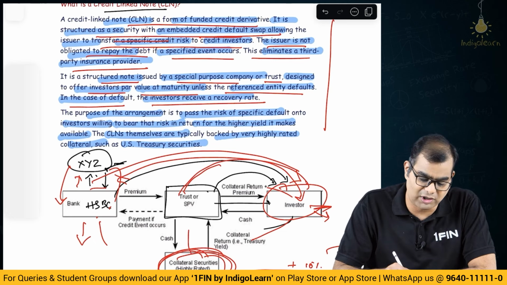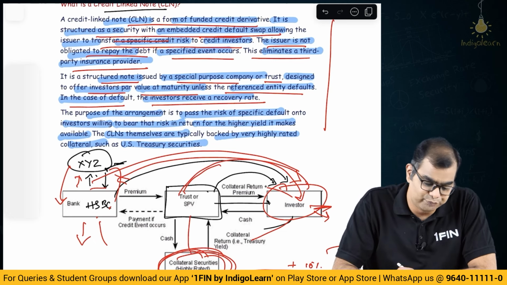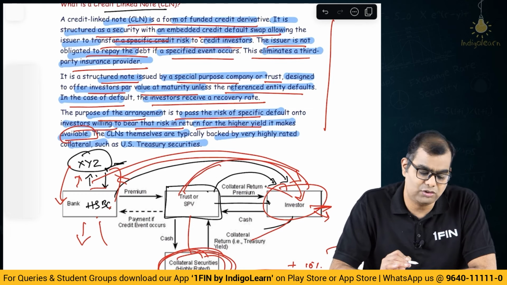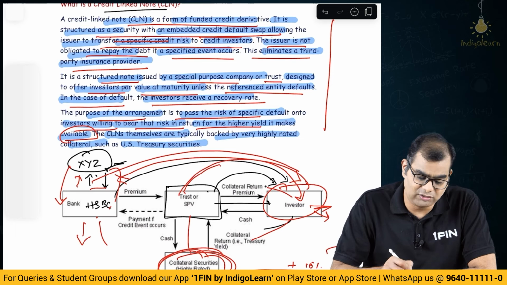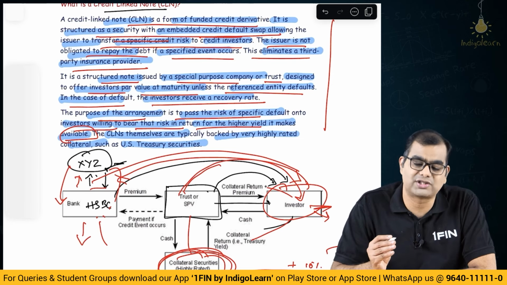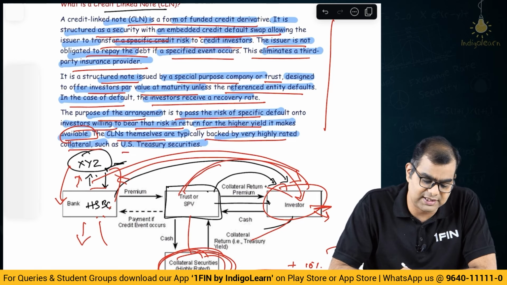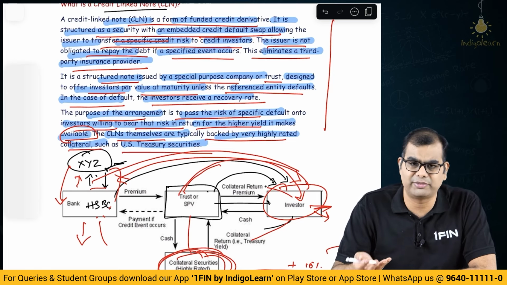Where? From this collateral or wherever it is. Okay. The purpose of this arrangement is to pass the risk of specific default on to investors willing to bear the risk in return for higher yield it makes available. So, this allows HSBC to earn some extra spread. The CLNs are typically backed by highly rated collateral such as US Treasury securities, mostly government securities.